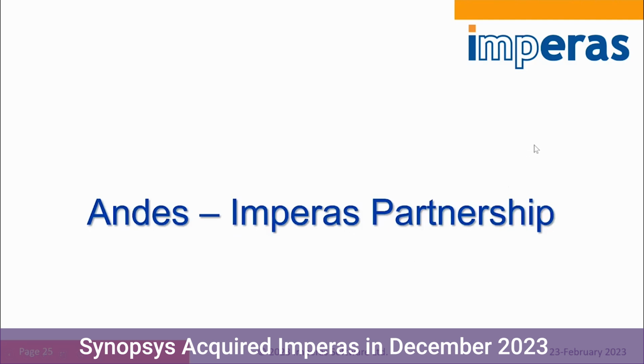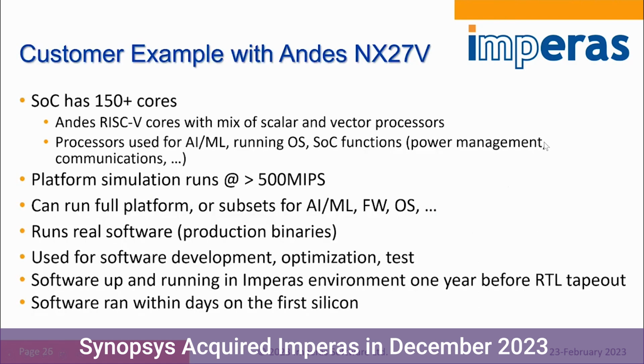Okay, wrapping up, I'll talk about the Andes and Imperas partnership. One of our big customers, I want to share their example using Andes NX27B. This customer's SoC has more than 150 cores. It uses a mix of Andes scalar and vector processors. The processors are used for AI/ML, running the OS and different housekeeping functions, power management, communications, and so forth. The platform simulation runs at over 500 million instructions per second.